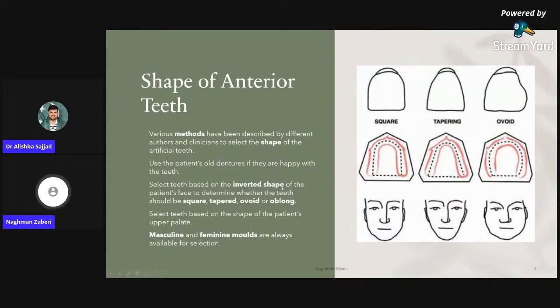Select teeth based on the inverted shape of the patient's face to determine whether the teeth should be squarish, tapered, ovoid, or oblong. Here we can see the different facial forms, and that's how the teeth are going to be selected, as well as based on the shapes of the arches. Masculine and feminine molds are always available for selection. If you are using an expensive set of teeth, they will also always have the masculine sets different and feminine sets different.